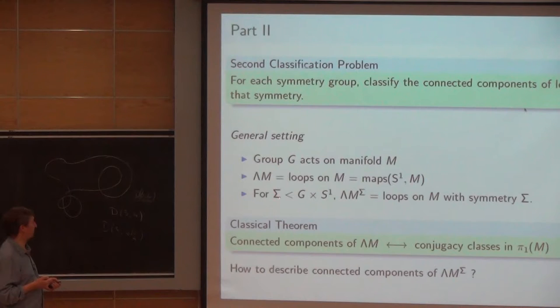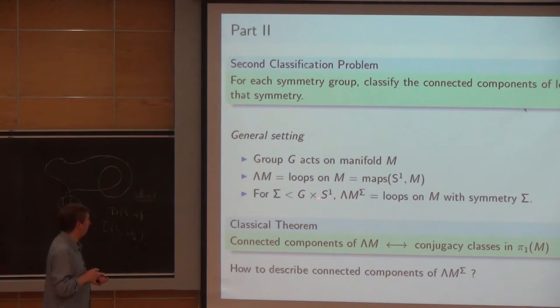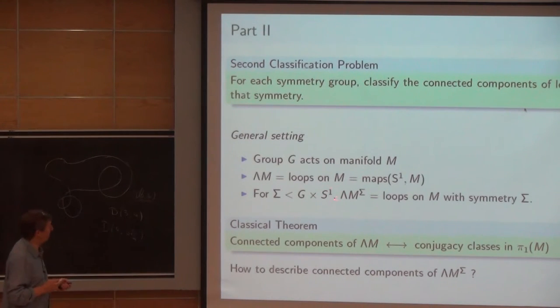And so if we take a subgroup, sigma, like before, in the product of G plus S1, so I'm not including time reversing in this part at all. This is just S1, just orientation preserving changes on the circle, the time circle. So then the lambda M upper sigma means the loops on M with this symmetry, symmetry defined like we did before.